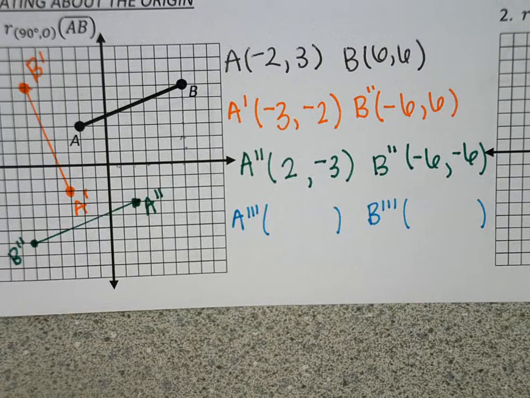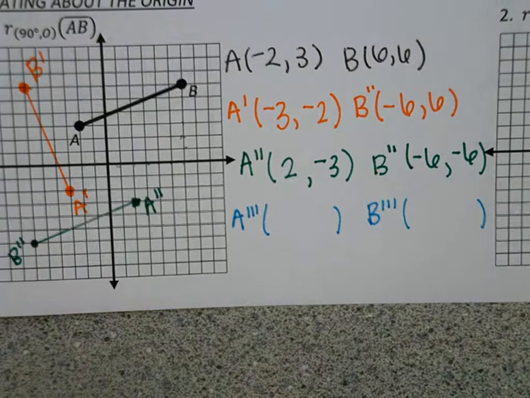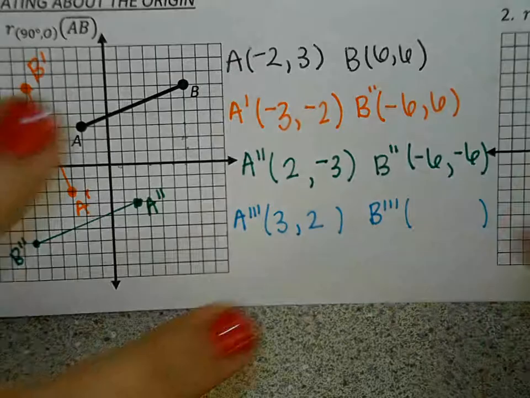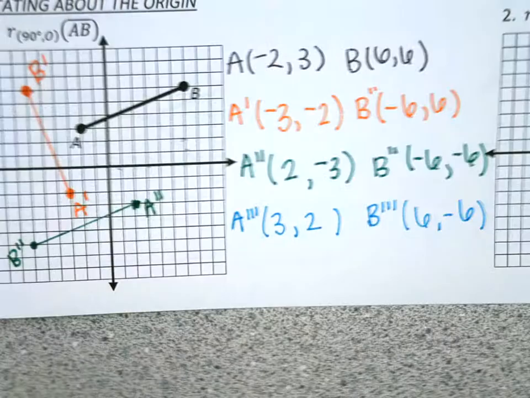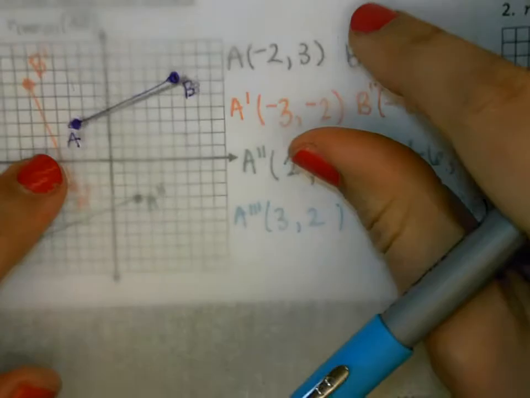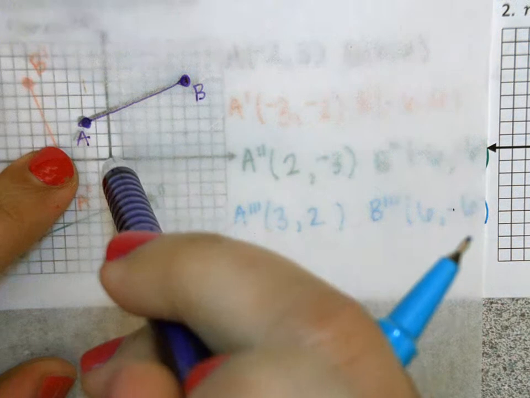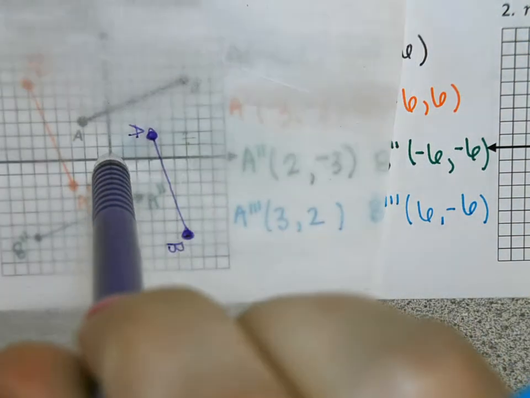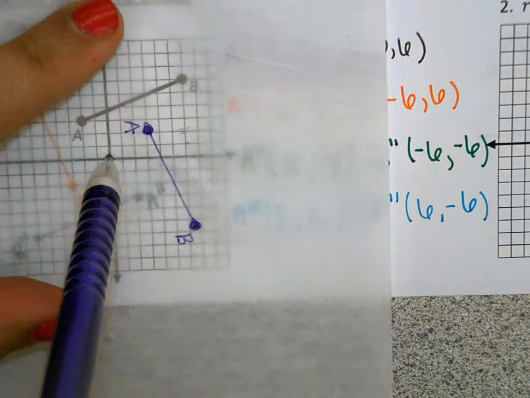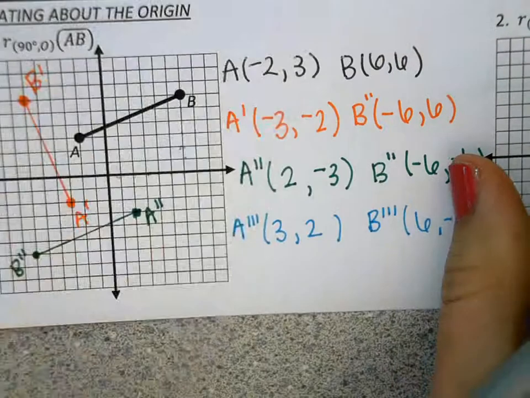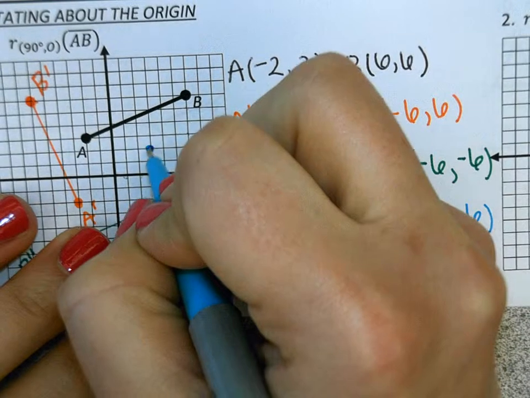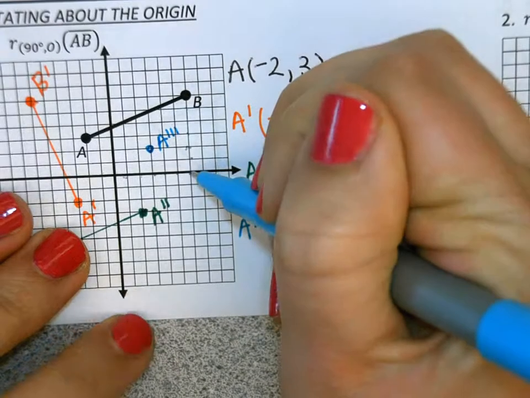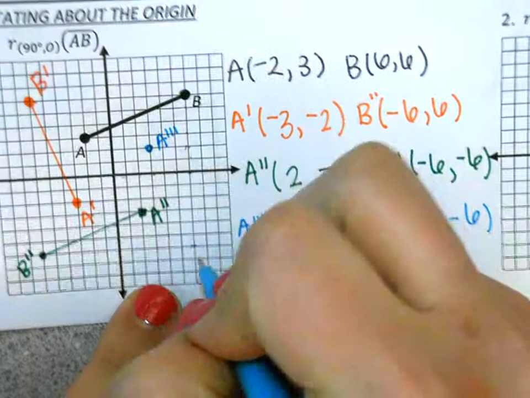Okay, guys, what did you get for the coordinates for A triple prime? +3, 2. And what did you get for B triple prime? 6, -6. And when you graphed it using the patty paper, did that confirm it? Okay, so there's 1, 2, and 3. So it should be 3, 2, which it is. So that's A triple prime, and B was 6, negative 6, so 6, negative 6. Right here.